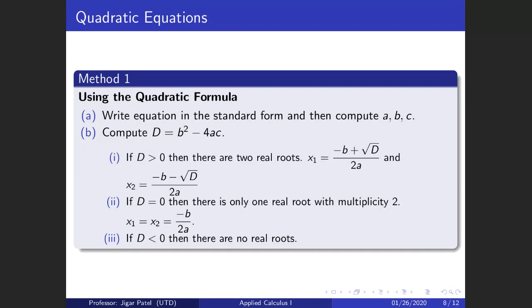So this is the first method, a very popular method, and as I said, most of you must have seen this method in high school, right? It deals with the coefficients only. Find out a, b, and c, compute D. Based on the D value, you can make a comment whether or not your quadratic equation has two real distinct solutions, one repeated solution, or no real solutions. All right. Method number two.